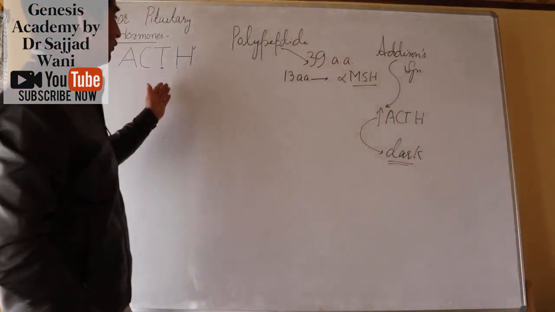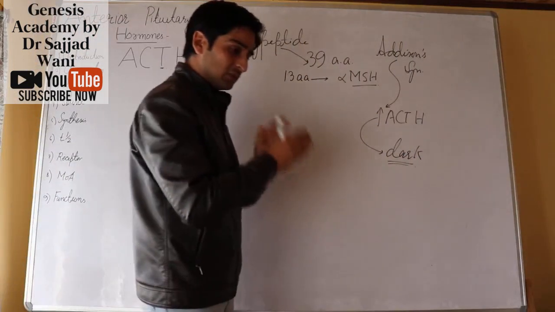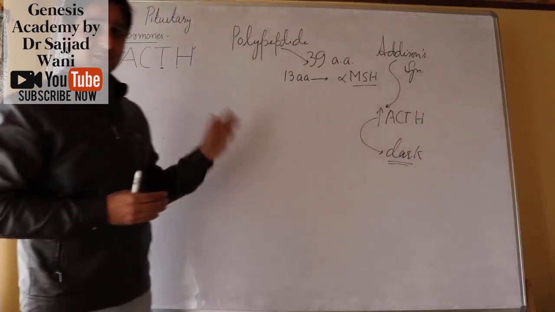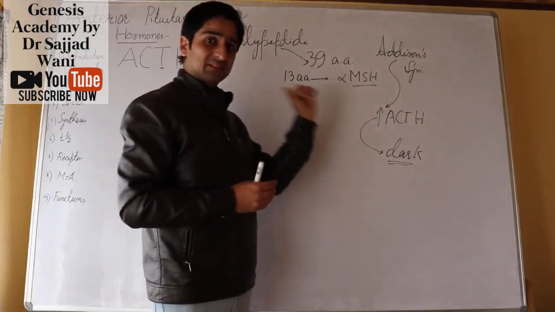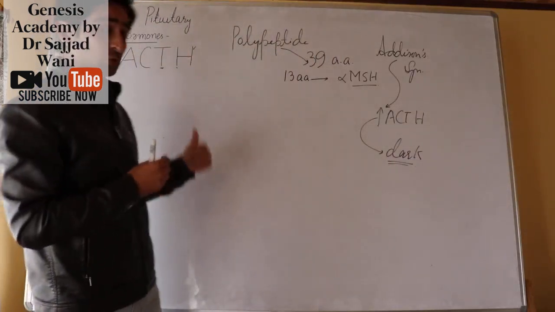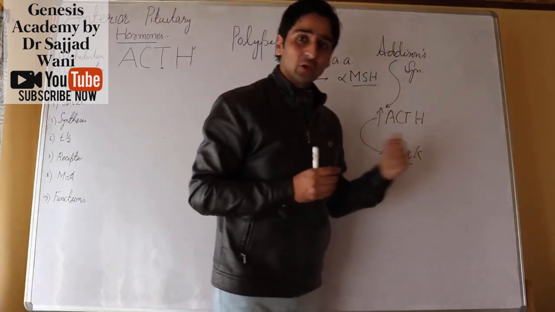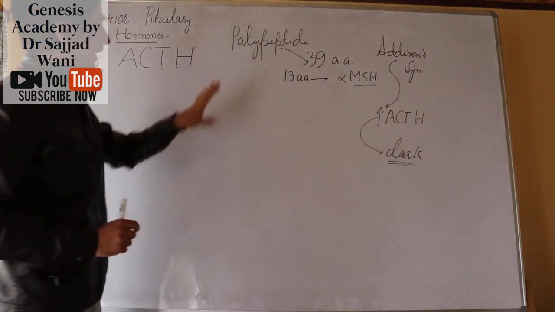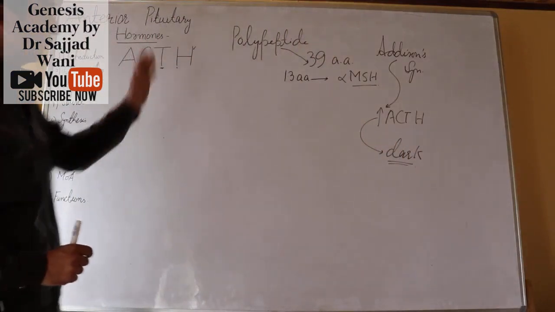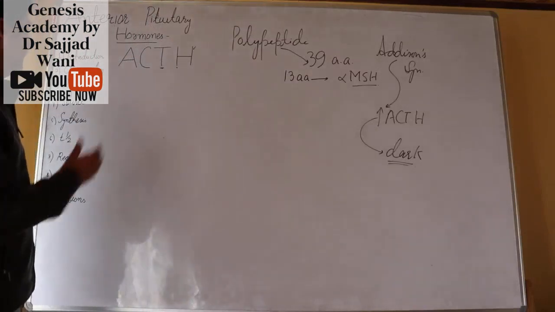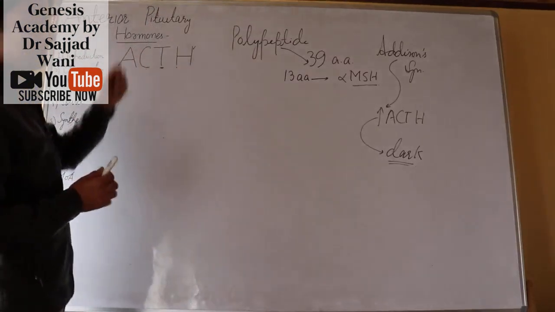Because of the 13 amino acids of adrenocorticotrophic hormone, the first chain resembles the MSH structurally. So ACTH also has some MSH-like effects, like the darkening of the skin. Okay? I hope you understood it well that ACTH is a polypeptide hormone. Then we will go to the regulation of ACTH.